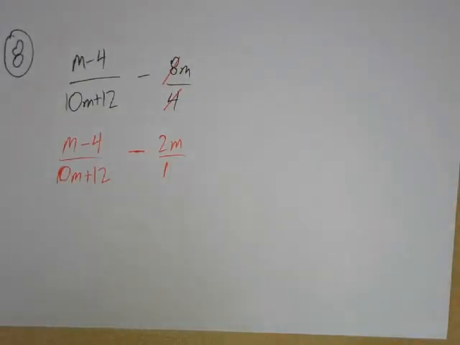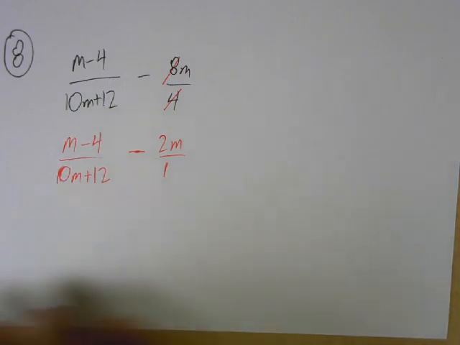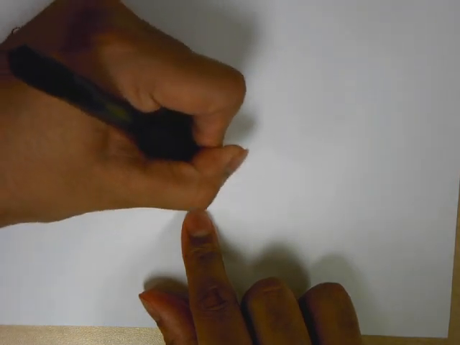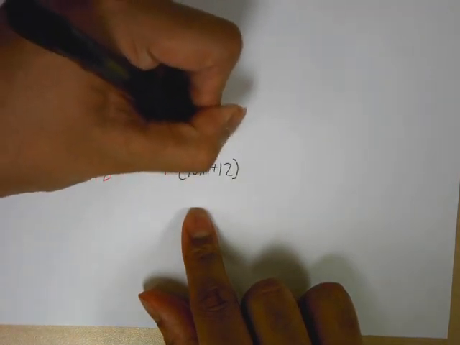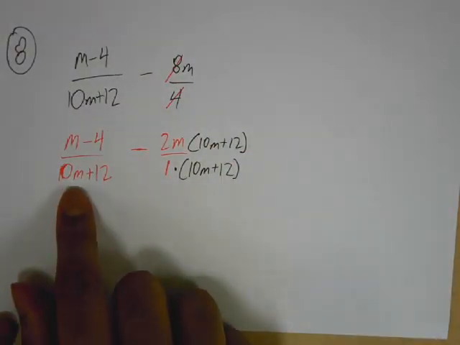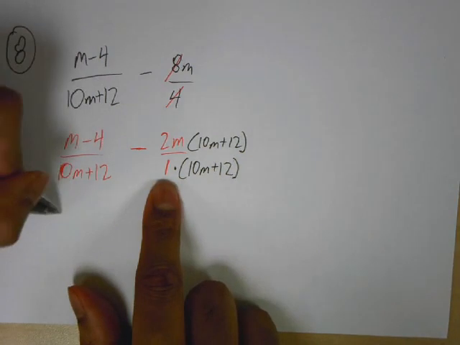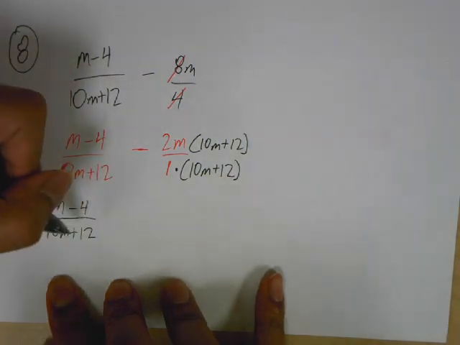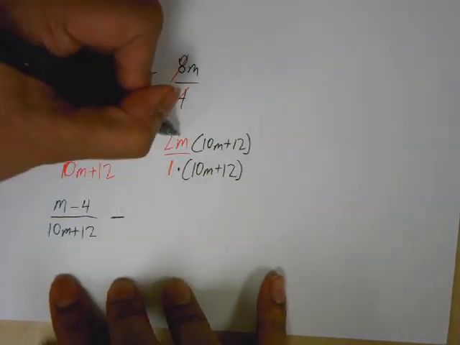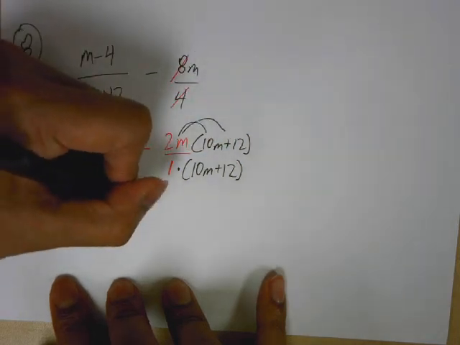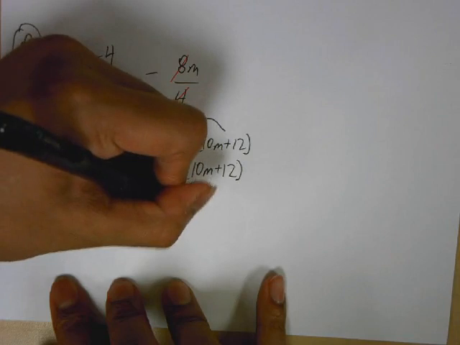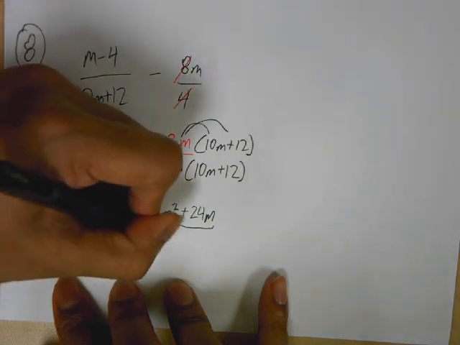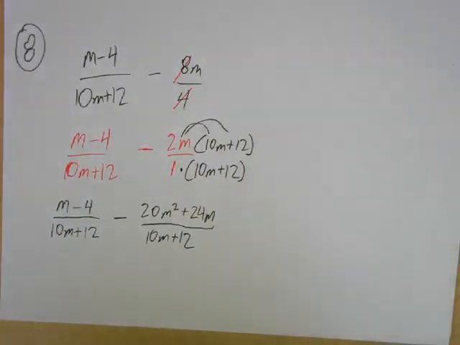Okay, so now it becomes much easier to get common denominators, because now I can just multiply this side by 10m plus 12 on the top and bottom. And then I don't need to multiply the other side by anything because it's a 1. So we're going to get (m minus 4) over (10m plus 12). And over here I'm going to again have to distribute this in. So we've got 20m squared plus 24m divided by 10m plus 12.